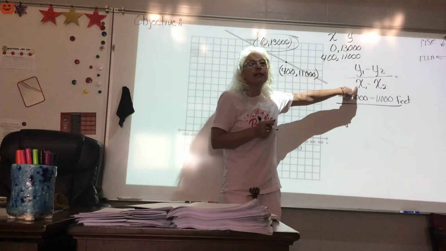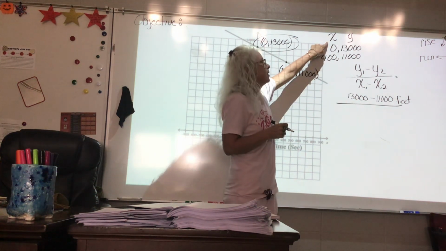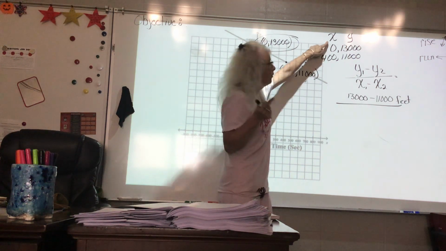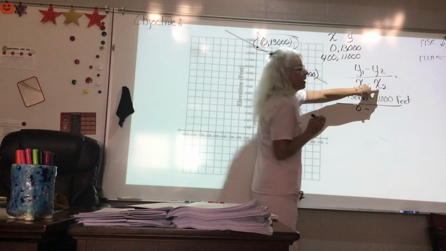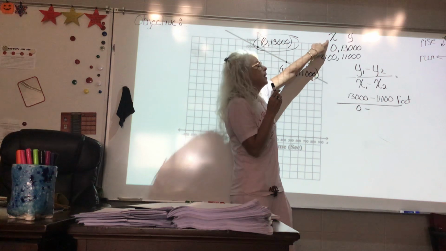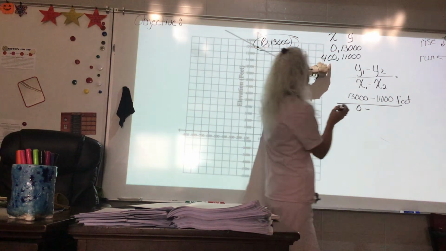X sub 1 means I'm going to go to what column? X. And then sub 1 means am I going to use the first or second number? First number. X sub 2 means I'm going to go to what column? The X. And then sub 2 means I'm going to use the second number.